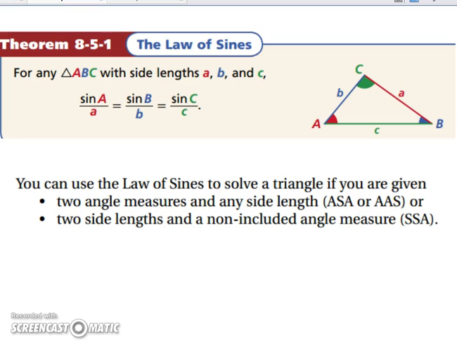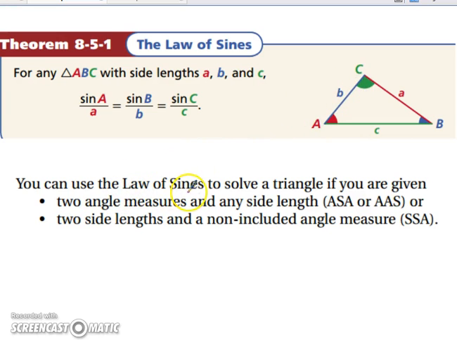Let's look at the theorem for the law of sines. For any triangle ABC with side lengths little a, little b, and little c, this is basically the ratio that happens. So the sine of your angle over the side opposite it equals the sine of another angle over the side opposite of it. So you're playing with opposite angles and opposite sides.